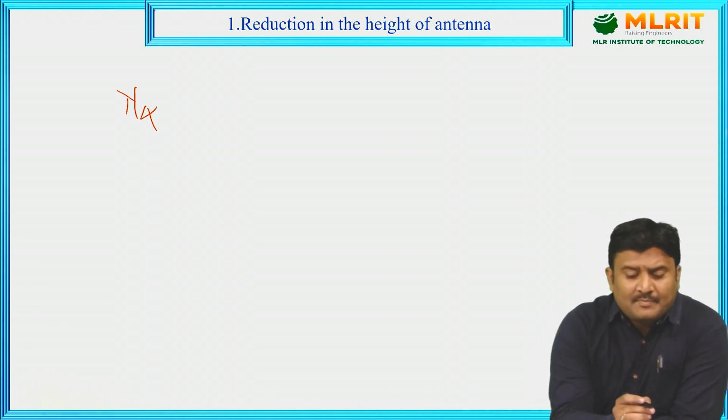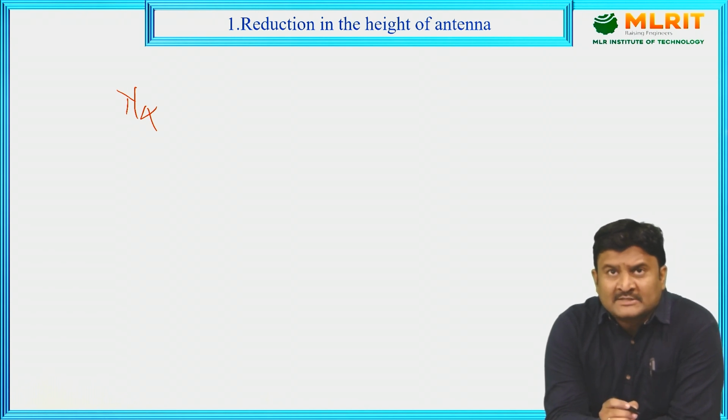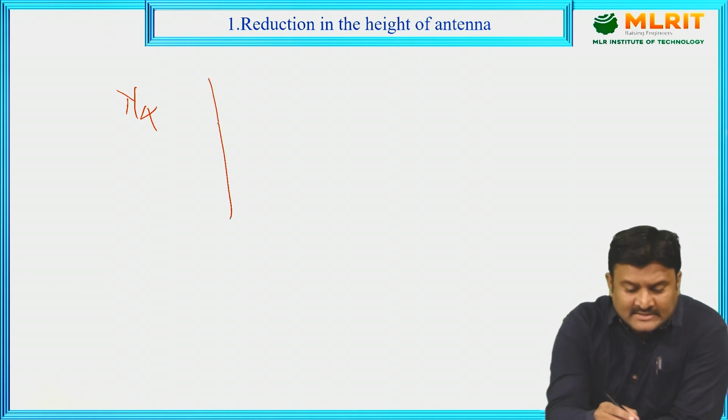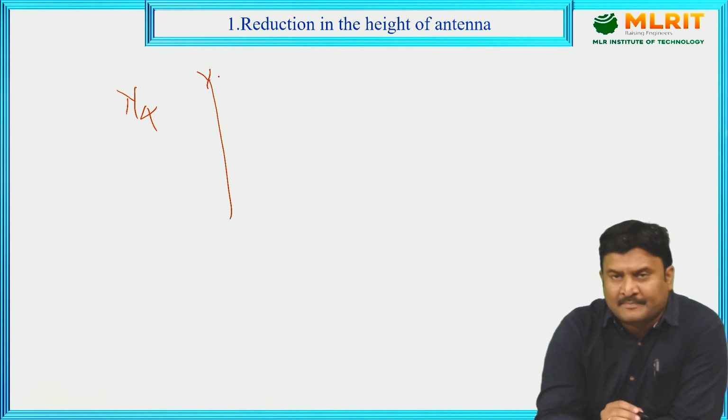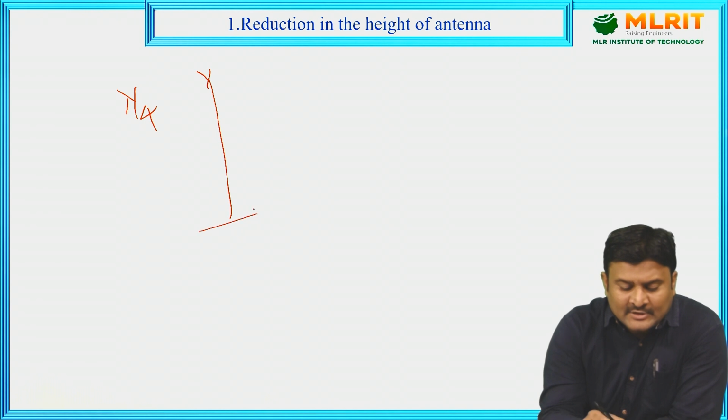Then, for example, what is the importance of modulation? The first point is a reduction in the height of the antenna. If you take this tower, this is the antenna, for example. This length should be more. Here I am taking one more antenna, and the length of that antenna should be less.